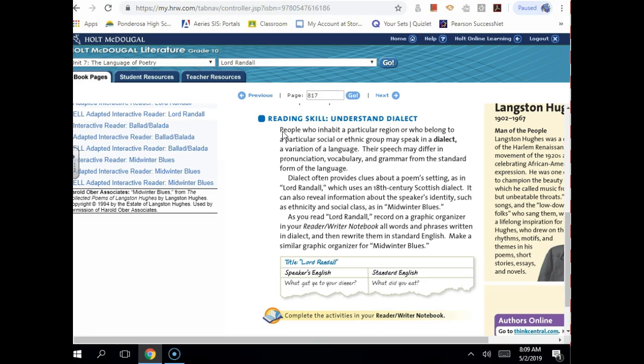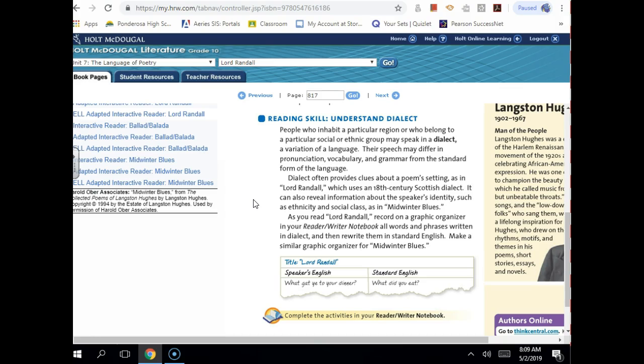You can clearly imagine the Jamaican accent, right? That's dialect, okay? Dialect often provides clues about a poem's setting, as in Lord Randall, which uses an 18th century Scottish dialect. It's so hard to read that we are not reading that one. The dialect is so strong that you guys would be like, what is happening?